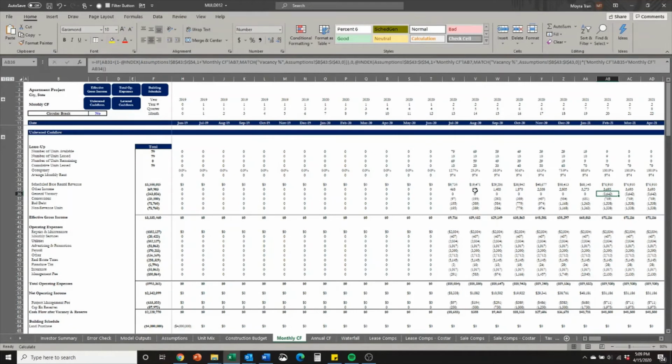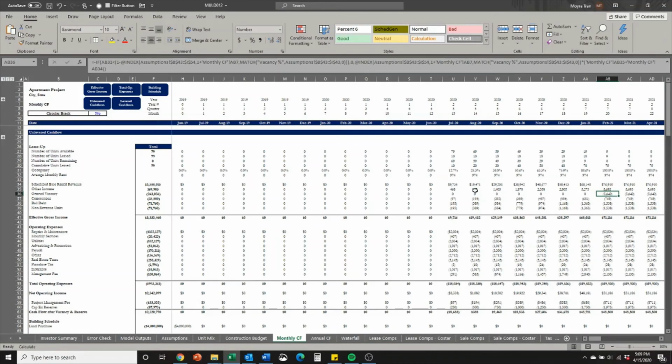One cool thing about our model is that we do not take vacancy out until the occupancy rate is 1 minus the vacancy. Right now the vacancy is 7%, and so 1 minus 7% is 93%. Here in month 19, you can see that the occupancy is 88%, which is less than 93%. So we're not calculating general vacancy. But in the next month, we're at 100%, which is greater than 93%, and we are calculating general vacancy.